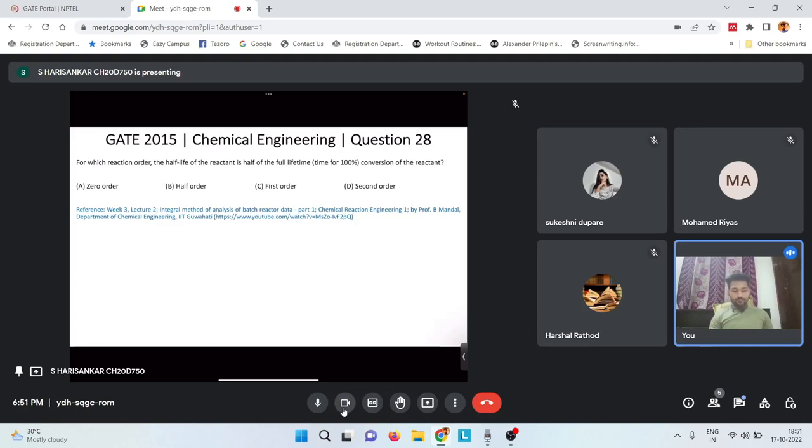This is a question from GATE 2015 from Chemical Engineering. Question number 28. For which reaction order the half-life of the reactant is half of the full lifetime for 100% conversion of the reactant. And the four options given are A. Zero order, B. Half order, C. First order, and D. Second order.